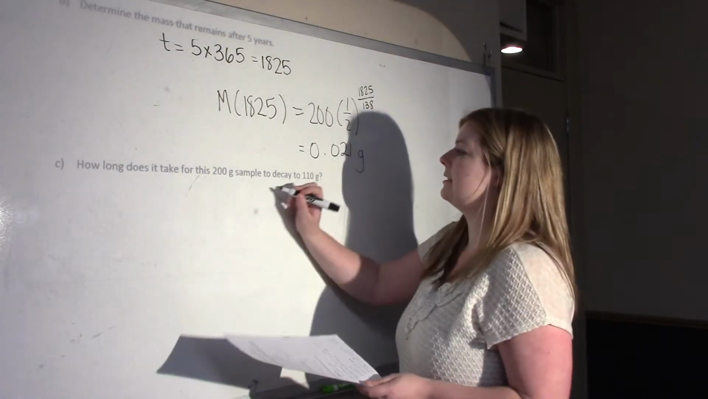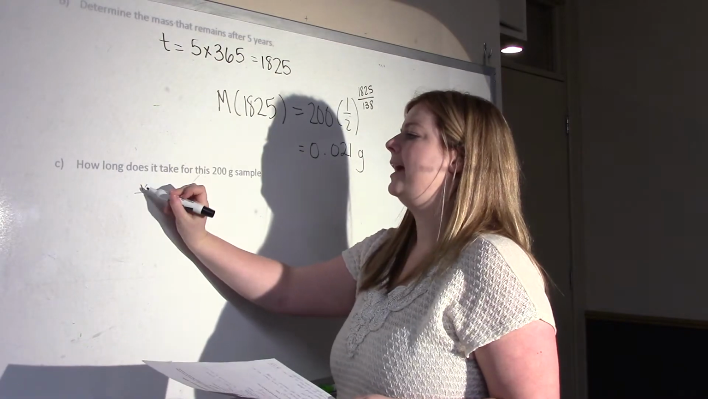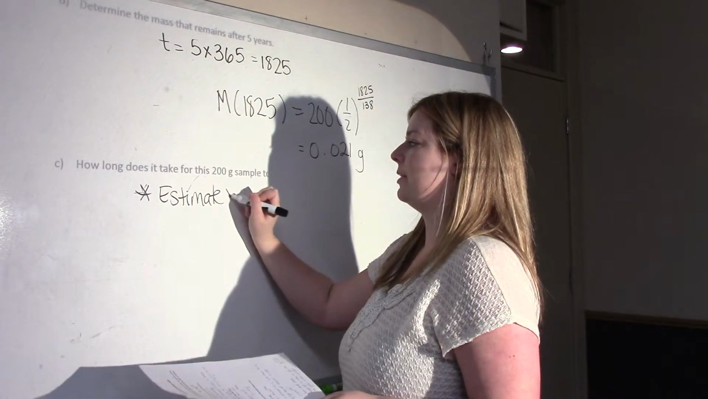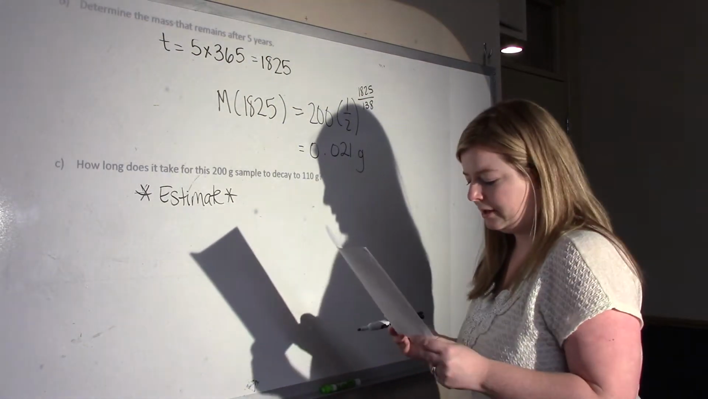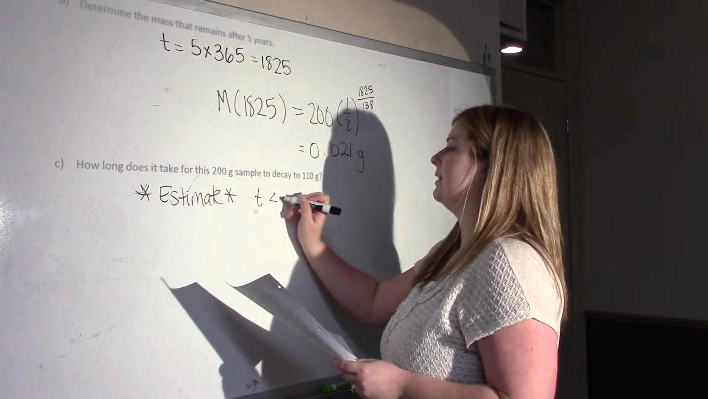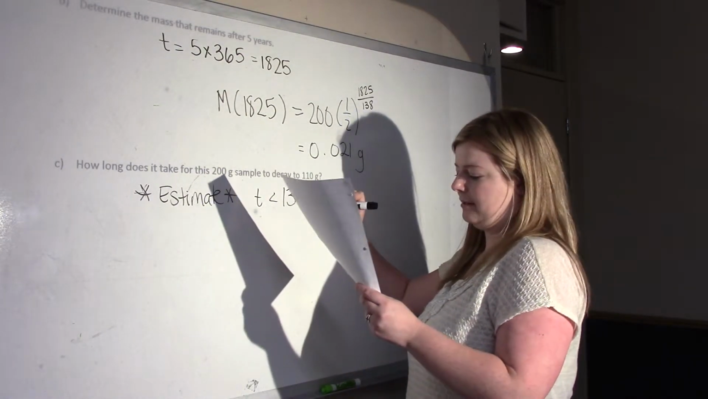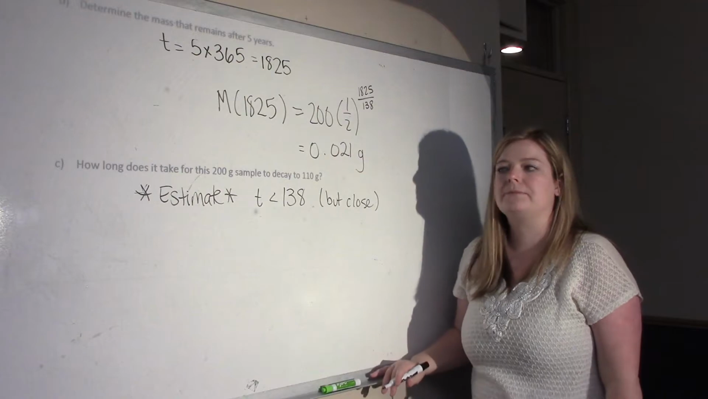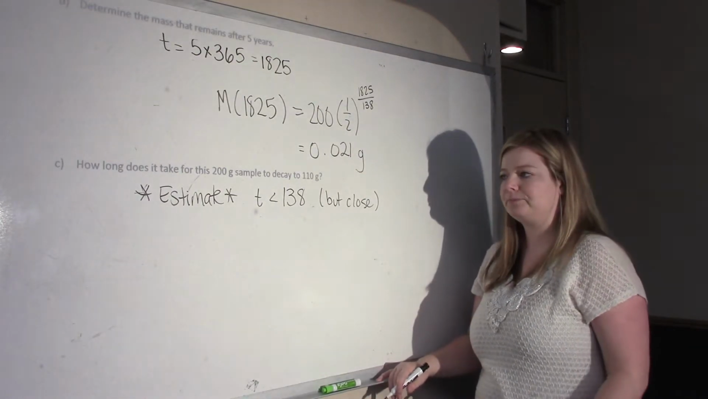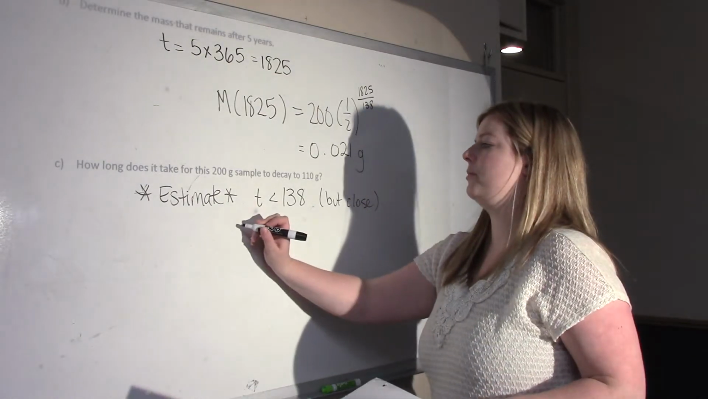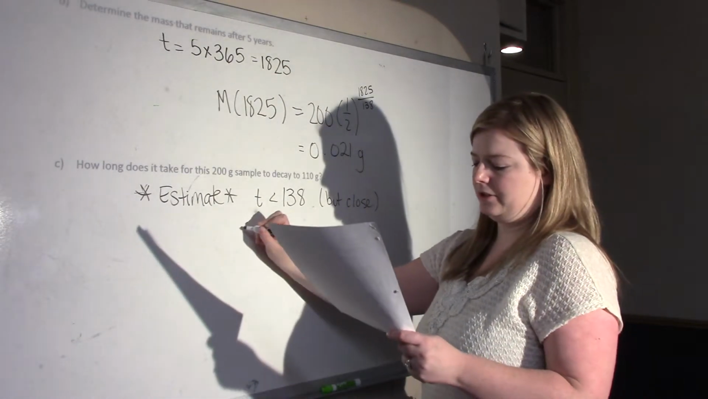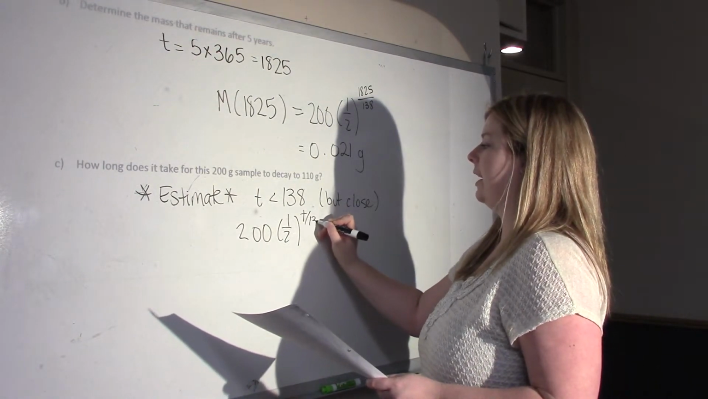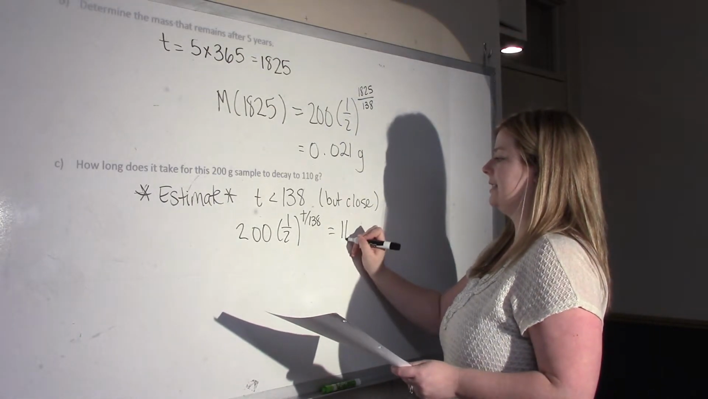So think about that estimation first, okay? Because you need to make sense of what's going on, not just memorize the steps. You need to understand what's actually happening. So we'll say T has to be less than 138, but we think it's going to be close. Not super close, like 135, but it's not going to be 20, for instance. Okay, so we have to set up our equation. What is it? 200 bracket 1/2 to the T over 138 equals 110.